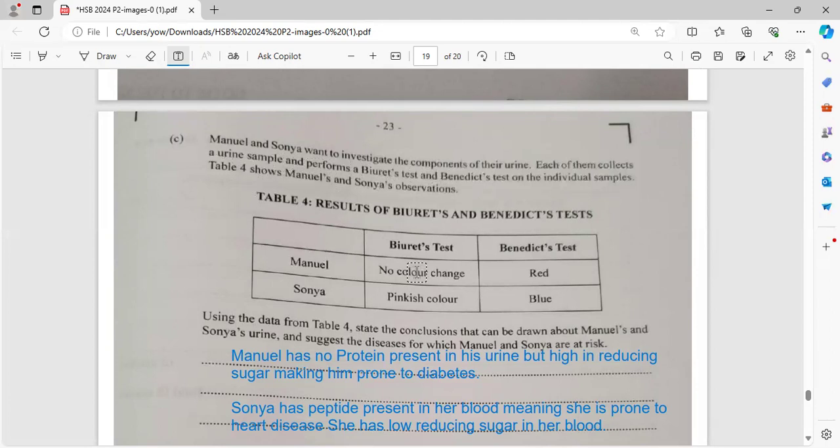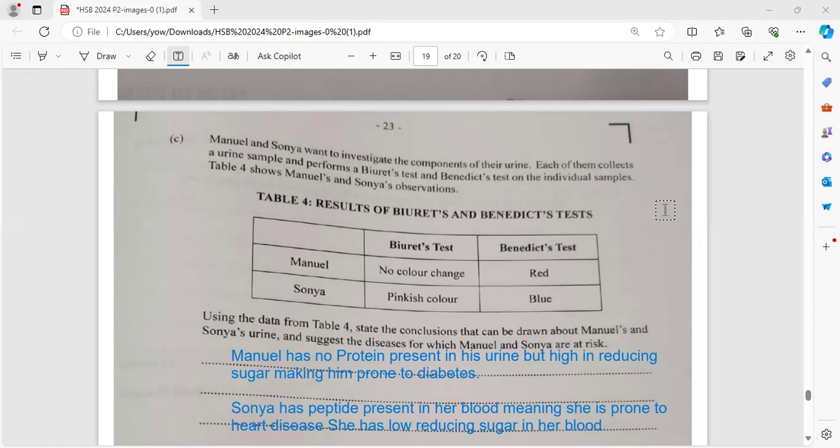So here we see Manuel, no color change for Biuret. And what does Biuret test for? Biuret tests for protein. And he has red for Benedict's. And remember, Benedict's tests for reducing sugar. Right? Sonia has a pinkish color. It is not purple, it's pinkish.